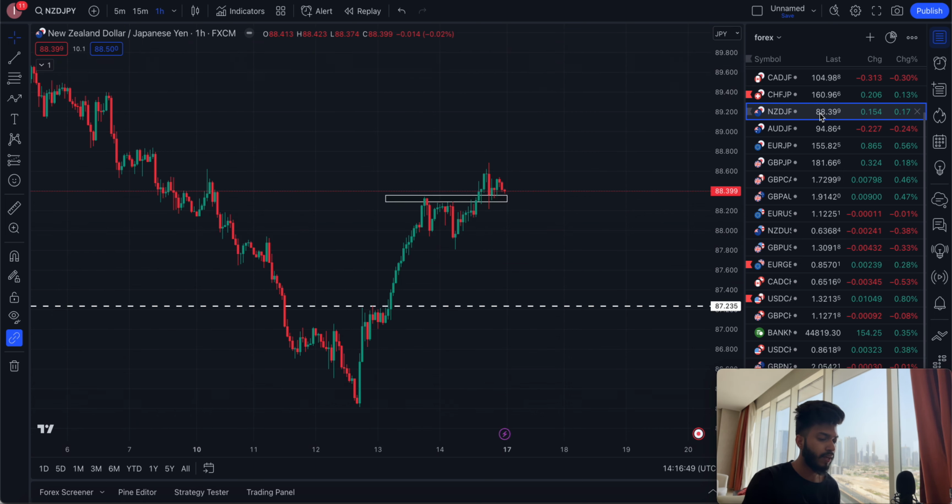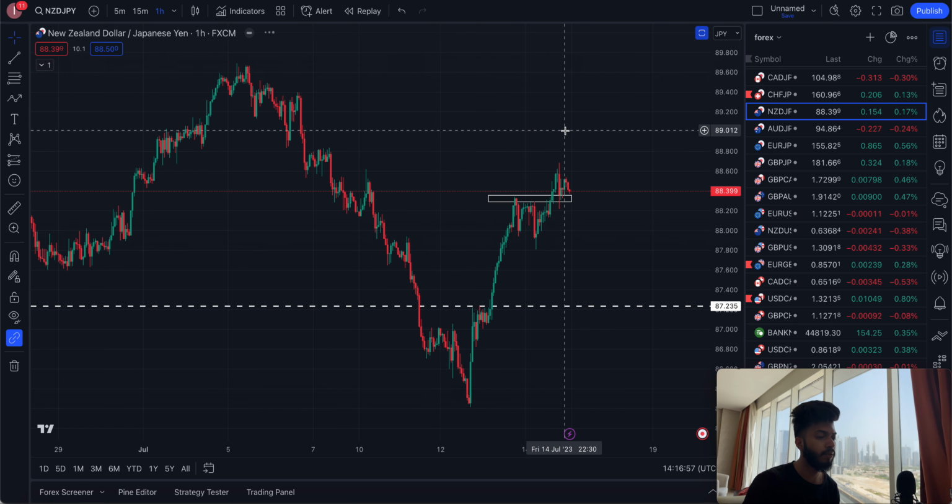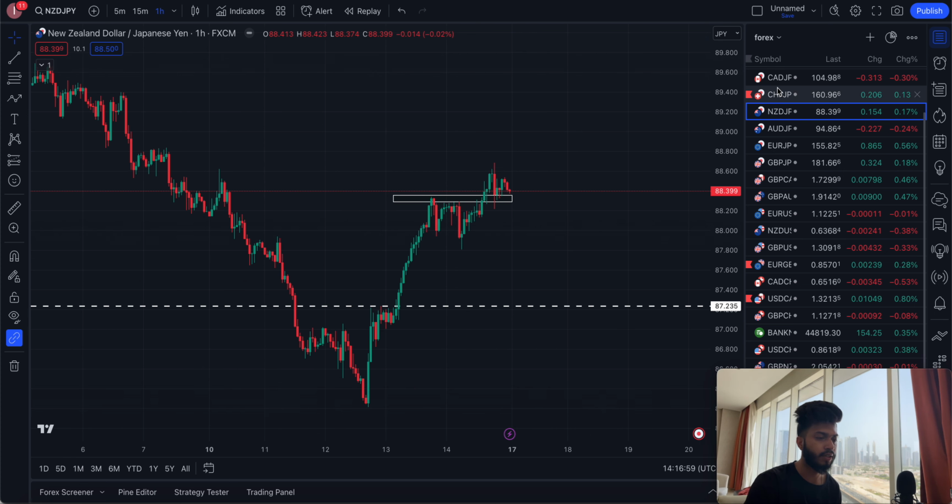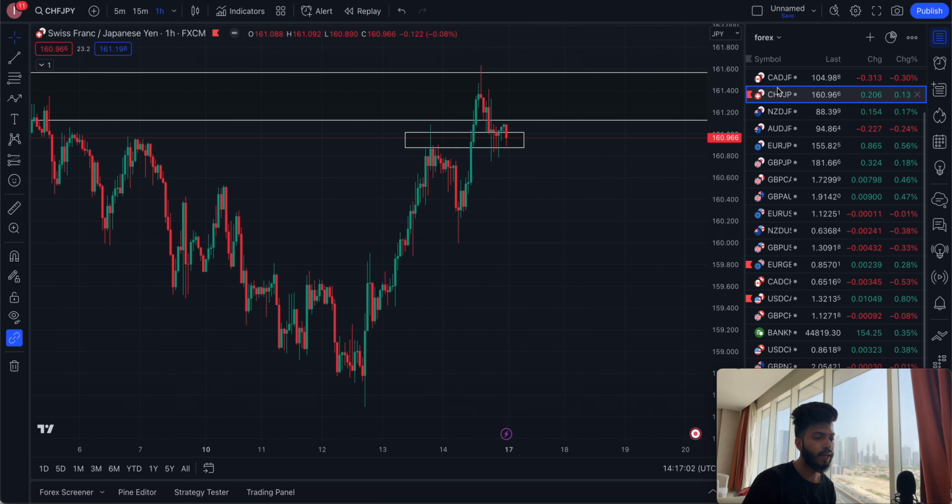Okay, NZD JPY is breaking it upside and giving it a retest, which is quite disturbing, but we are not interested in it. We are interested in AUD JPY.